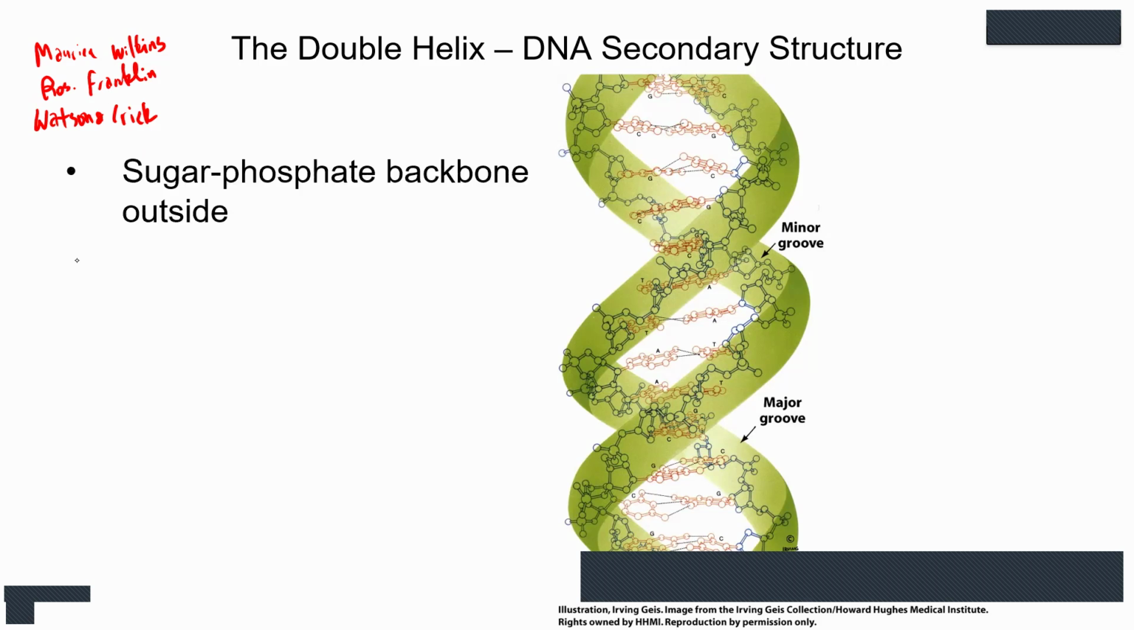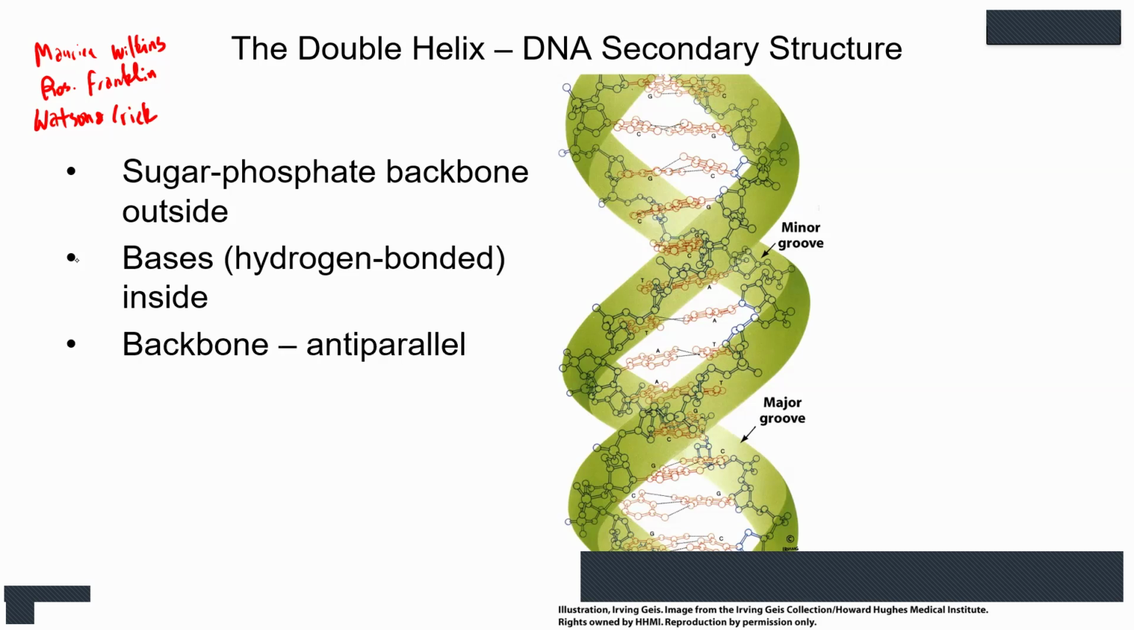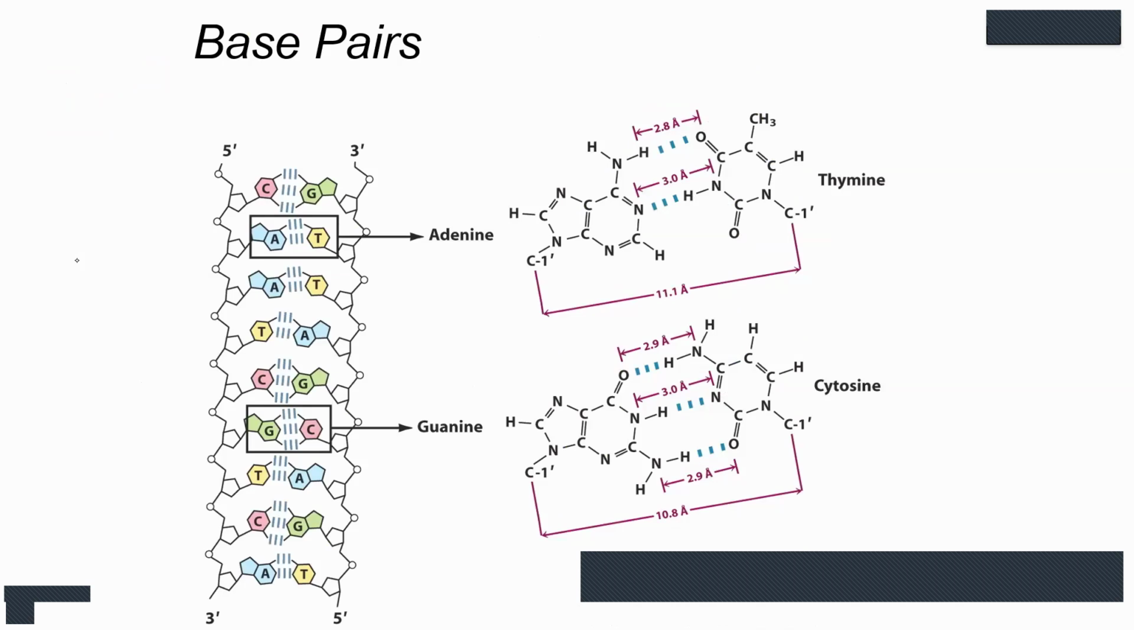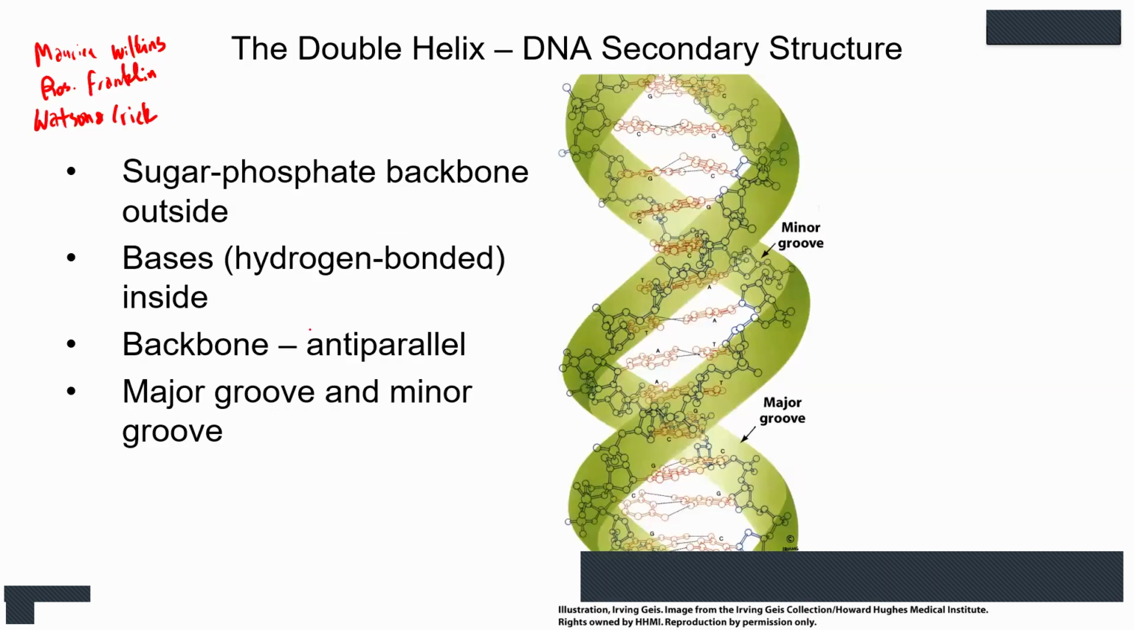And it's a sugar phosphate backbone. And in the center of our molecule, that's where our bases are going to hydrogen bond with one another. The backbone is considered anti-parallel, and there are major and minor grooves that make up the structure. What I want you to take away from this is this right here and this right here. These phosphodiester linkages make up that sugar phosphate backbone on the outside. The hydrogen bonds are on the inside of the molecule.